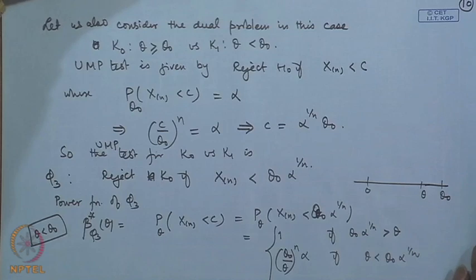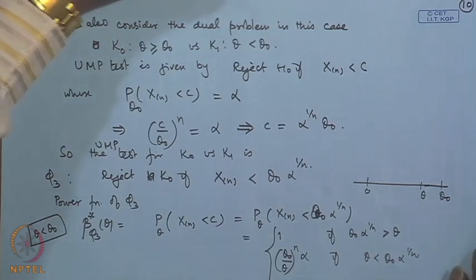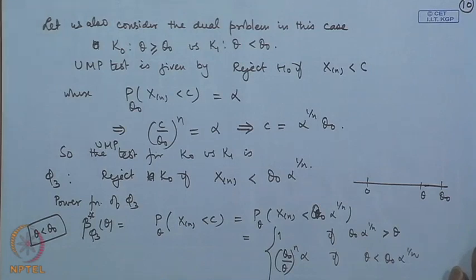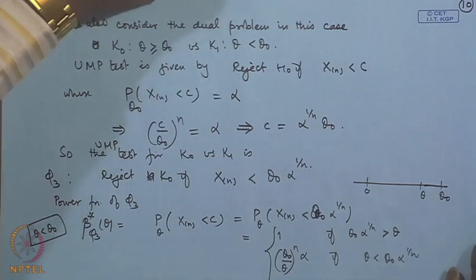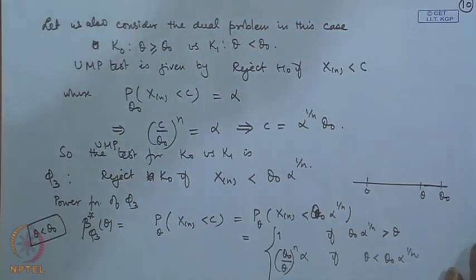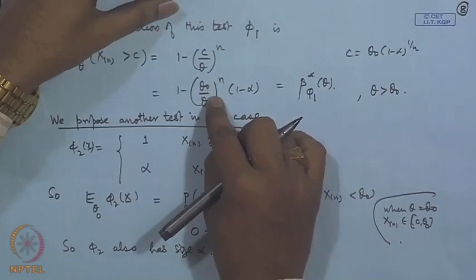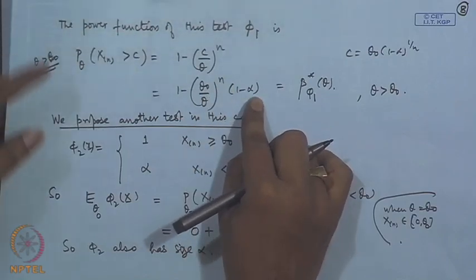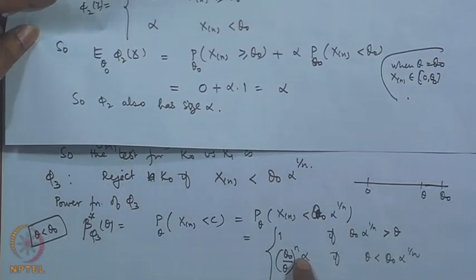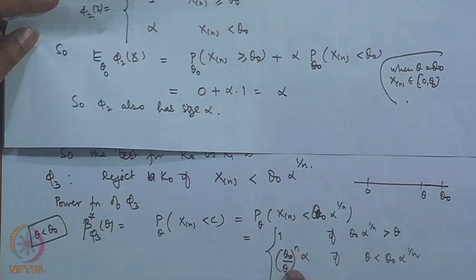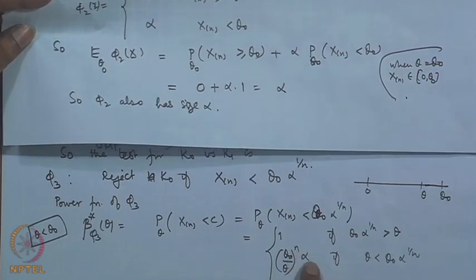You can compare the power functions in the two cases here. I have derived the power function for the other part also. The power function for phi 1 was given by one minus theta naught by theta to the power n into 1 minus alpha, and here you can see this value is theta naught to the power n by theta times alpha.